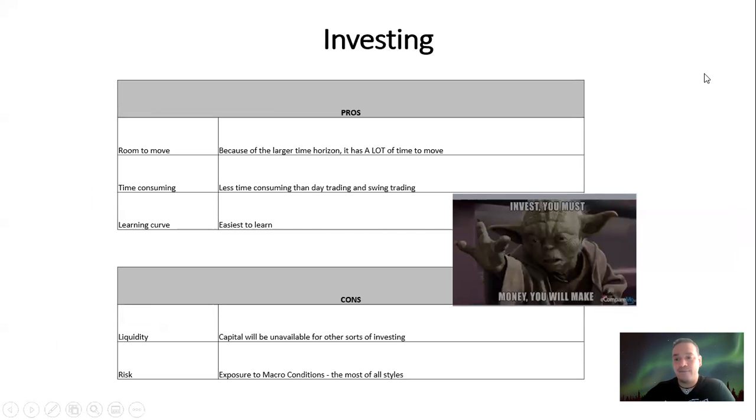And then we have investing, right? This is what most people think of when they think of stocks. Invest, you must, money you will make. So when you invest, you're looking at a few months to a few years. This gives the security time and room to move. You're going to have a lot of time, so there are going to be fluctuations up and down, but you have time to allow that security to go in your favor, assuming that you selected the right one, right?